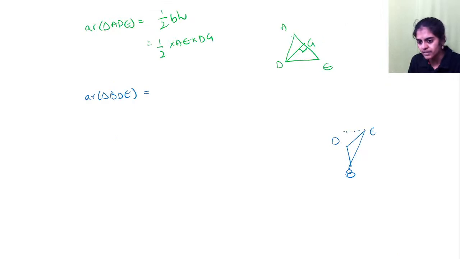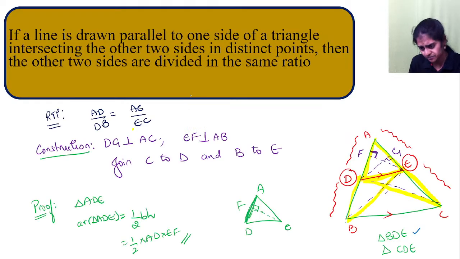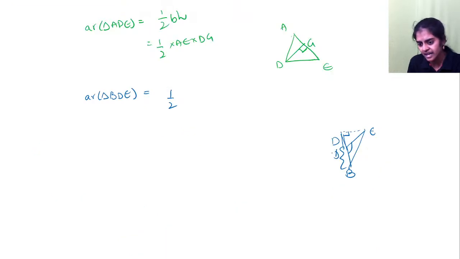If I drop a perpendicular, this is an obtuse angle triangle. Perpendicular will always be outside the triangle here. Okay, base DB, height EF. Here, this point is F. Okay, so half base is nothing but BD, height is nothing but EF.